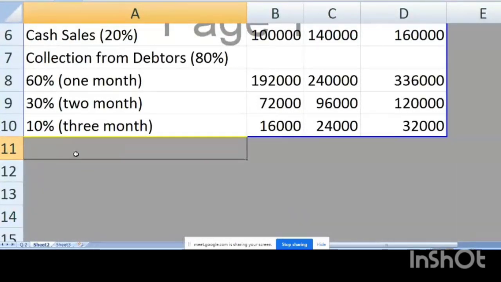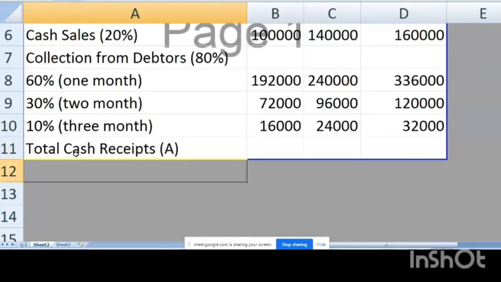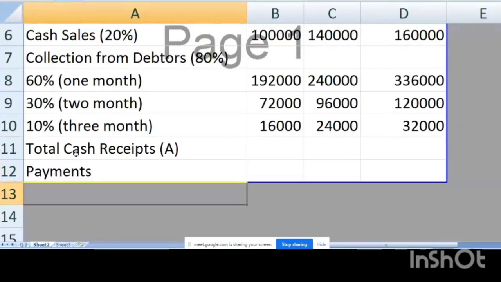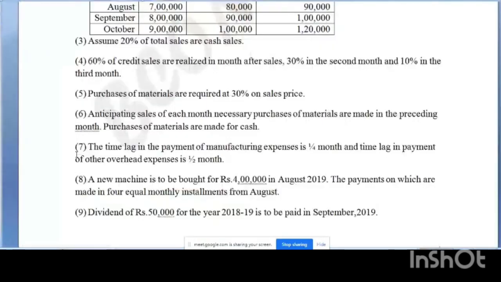This is total cash receipts. That's called A. In brackets, you can write A, right? Then after, give the title payments. Payments. And in payments, the first payment is purchase. First payment is always purchase. Okay, so how the purchase is made?